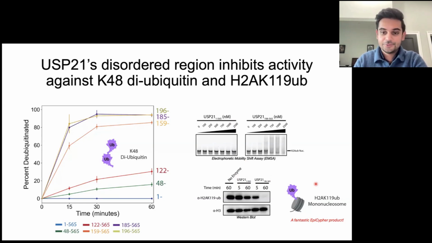But going back to USP21, from these results and others, it became quite clear that what we have in our hands is potentially that this disordered region is an autoinhibitory module of USP21.